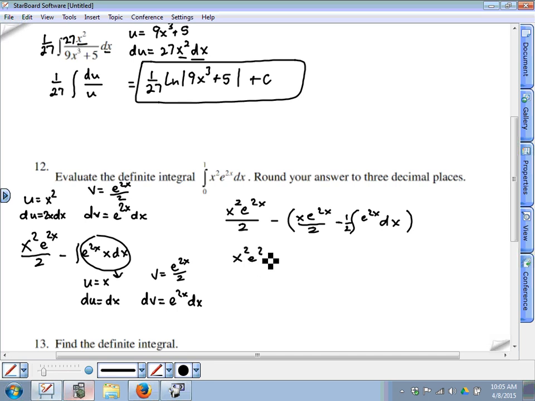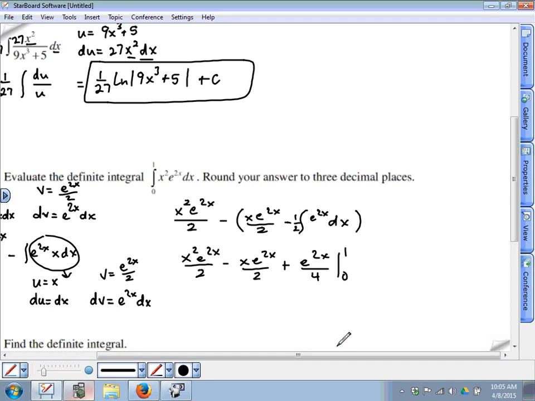So we're going to have x squared e to the 2x over 2 minus x e to the 2x over 2 minus, actually a negative times a negative will be a plus here, e to the 2x divided by 2, but then multiplied by the 1/2, so it's going to be over 4. So there's the antiderivative. It needs to be evaluated now between 0 and 1.